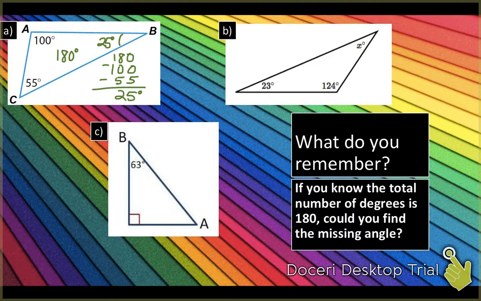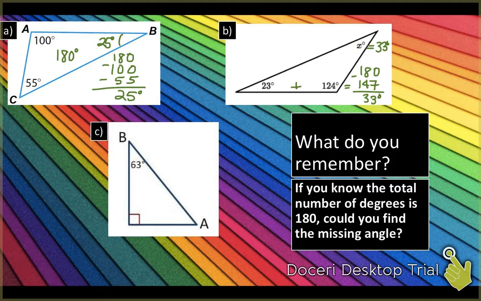Same here. Another strategy is you can add the 2 angles that you know. So I do 23 plus 124, and I get 147. And then I need to subtract that from 180. So if I subtract that, I get 33 degrees. So x in this case is 33 degrees.